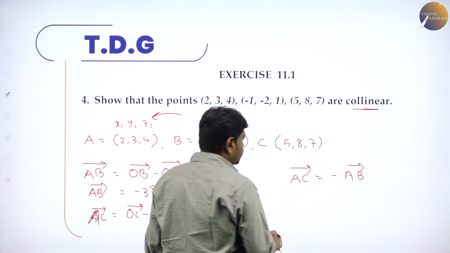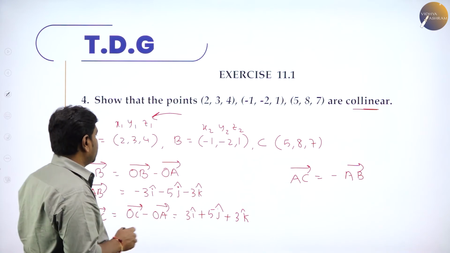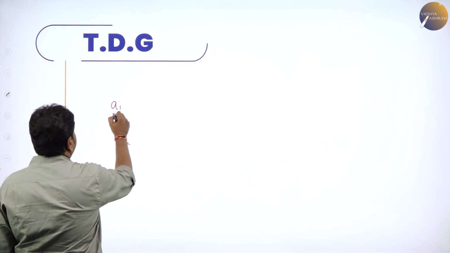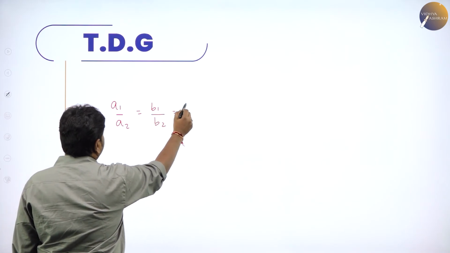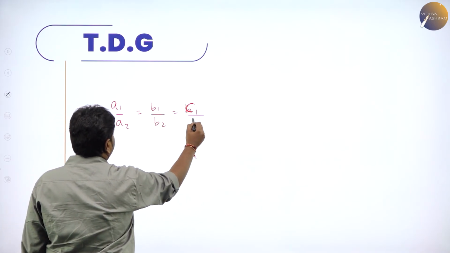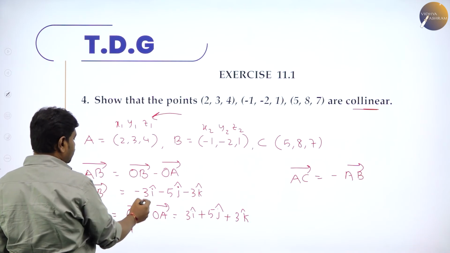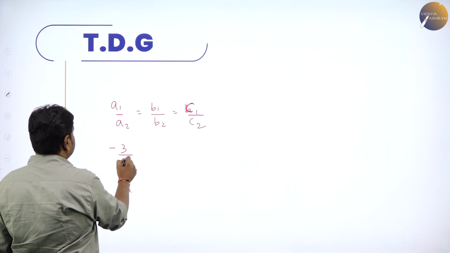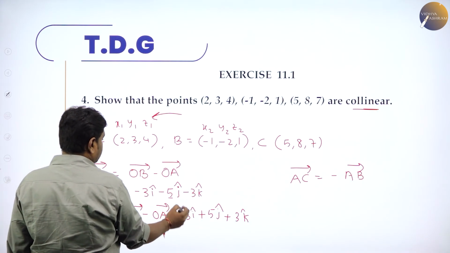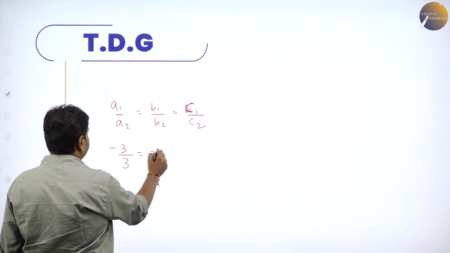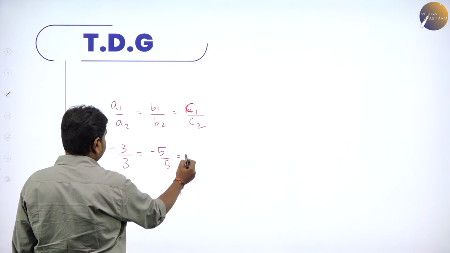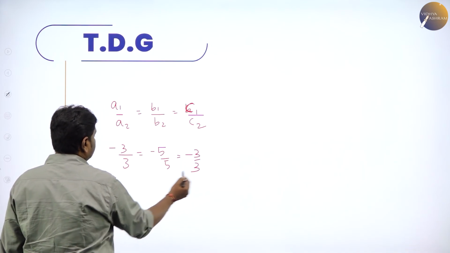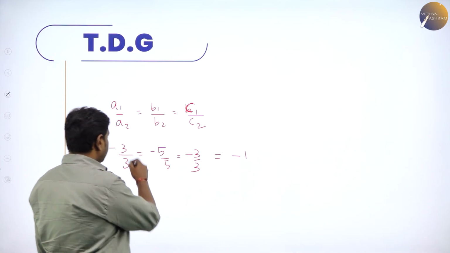Or direction ratios, if you divide, you will get the same value. Means if you do a1 by a2, b1 by b2, c1 by c2, they are proportional. a1, b1 means direction ratios. What are they? -3 by 3. Then you'll have the quotient of j, so -5 by 5. Then the quotient of k by k, that is -3 by 3. So you can see all will give you the same value, that is -1 when you divide.